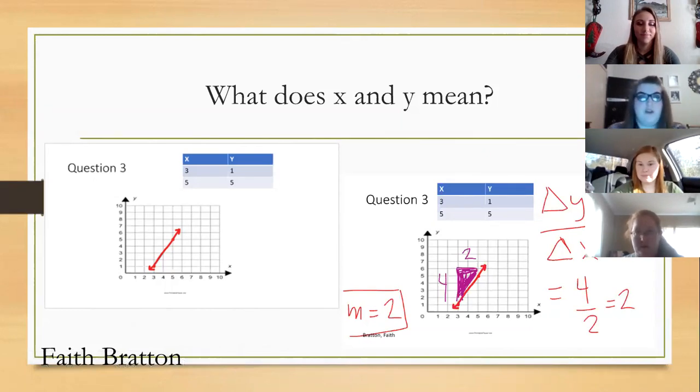So, hey, Faith, what do x and y mean? X and y mean they are the coordinates on the axis or the axes. In our graphs, the x-axis is the horizontal line and the y-axis is the vertical line.